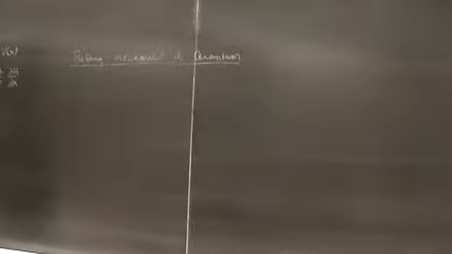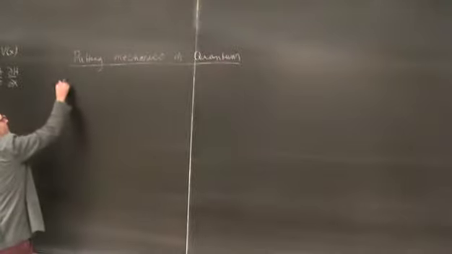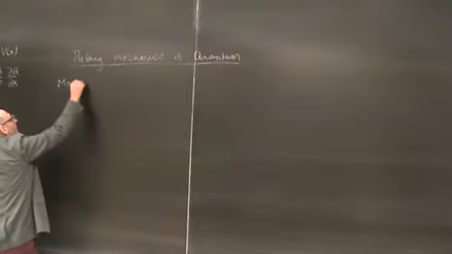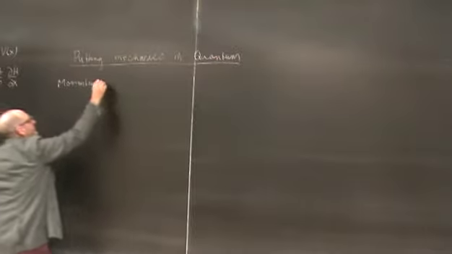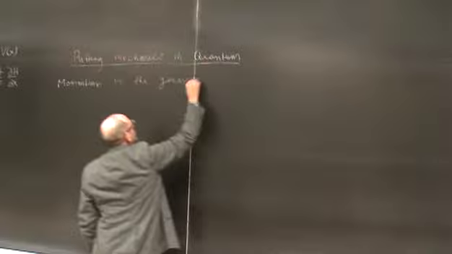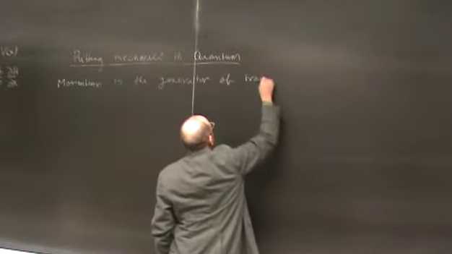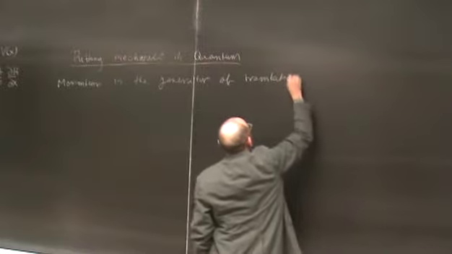So, as we discussed, our hook for doing that is symmetries, okay? And what we discussed is that momentum is the generator of translations in positions.